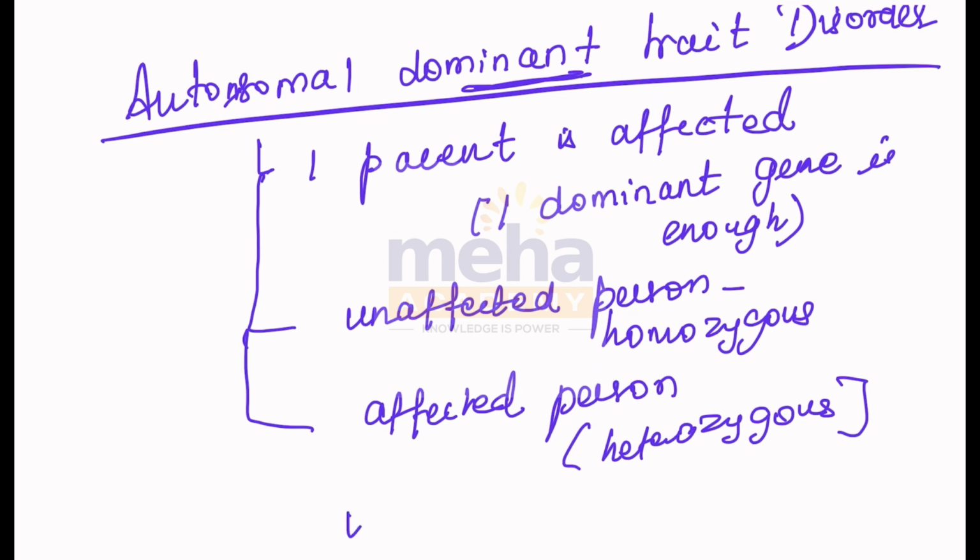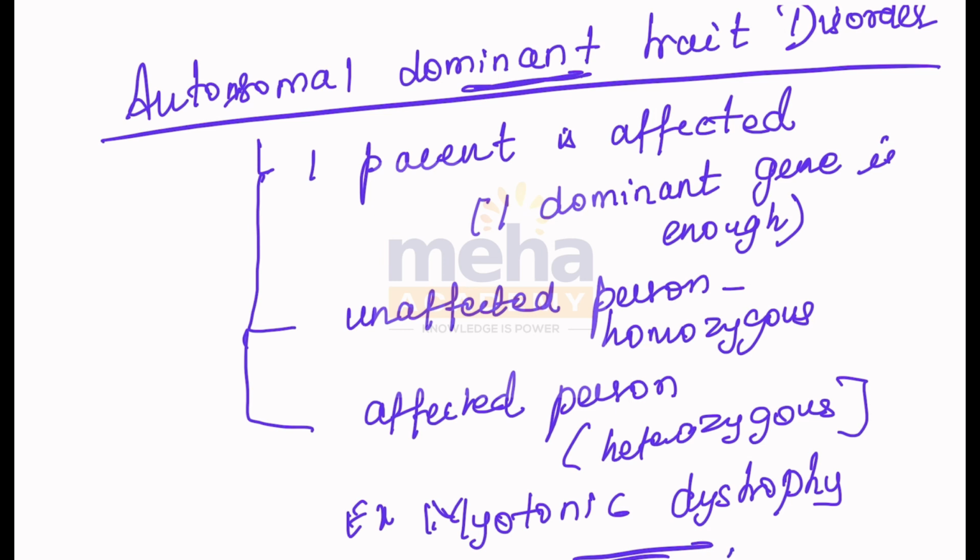So what is an example of autosomal dominant disorder? That is myotonic dystrophy. This is an example of autosomal dominant trait.